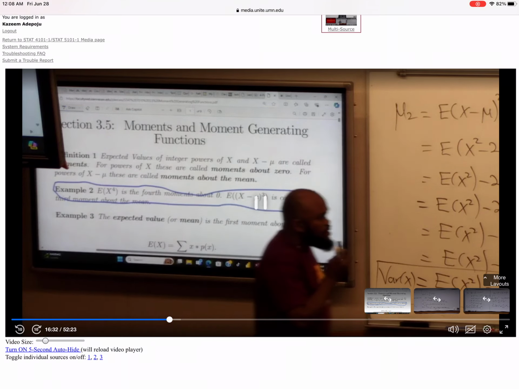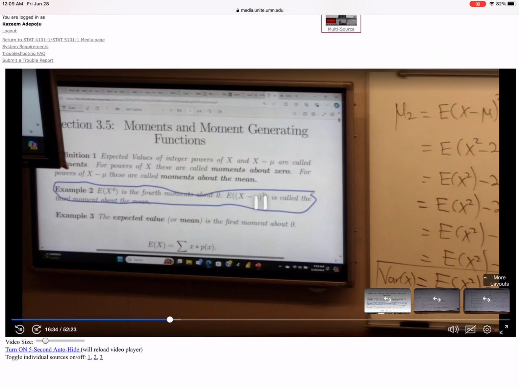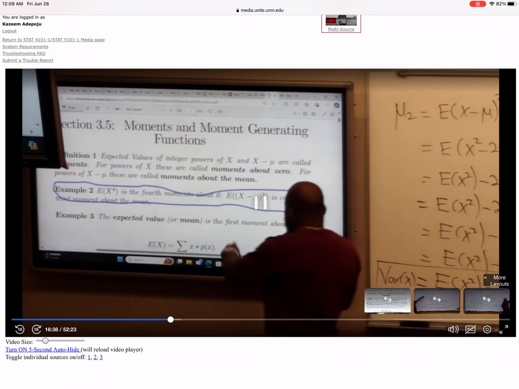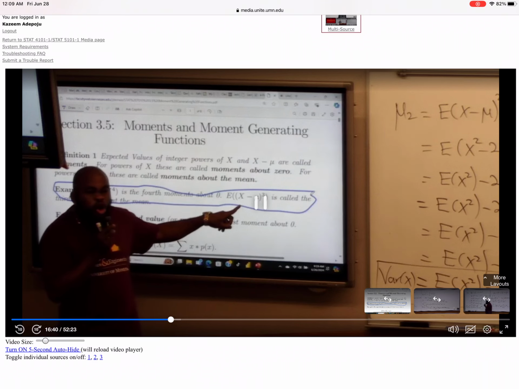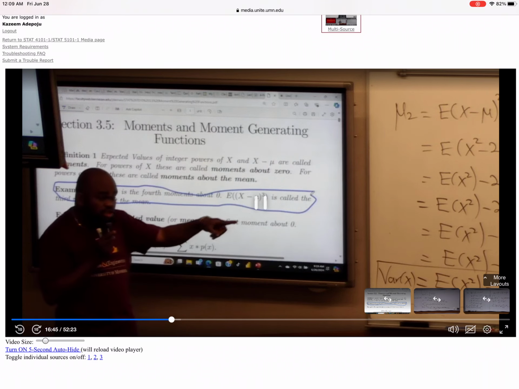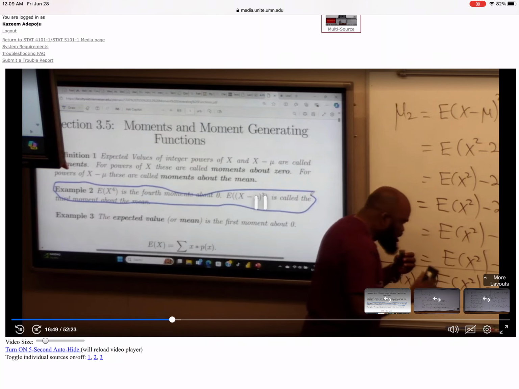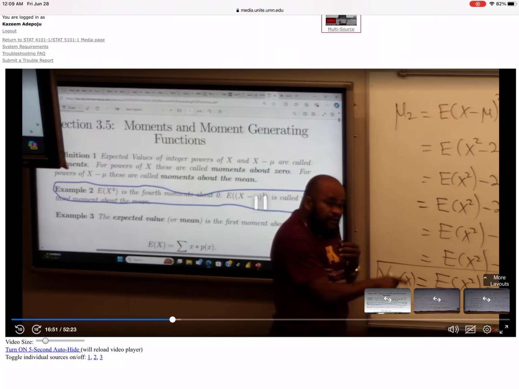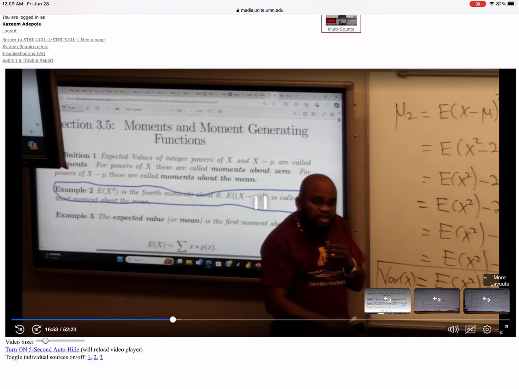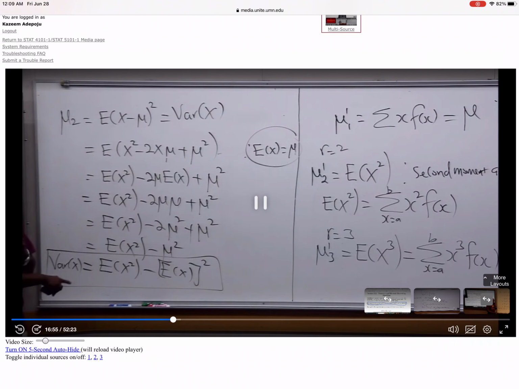before. Fourth moment about zero. This guy here, fourth moment about zero. And this guy here now, this is the third moment about the mean, which is what I want to do right now. We need the second moment about the mean for variance. We need the third moment about the mean to be able to get its skewness. That's what I'm going to talk about.